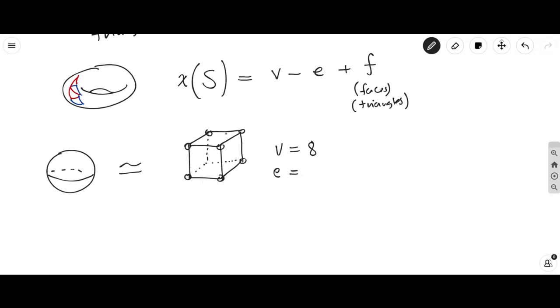So that's 1, 2, 3, 4. Then there's 4 in the back, and there's 4 on the side. So that would be 12. And then the number of faces, there's 6 faces. So if you do 8 minus 12 plus 6, that will give you 2. So you end up getting the number 2.